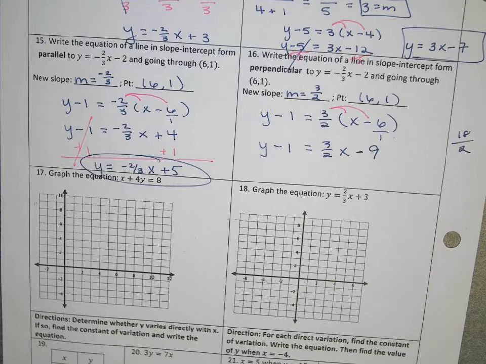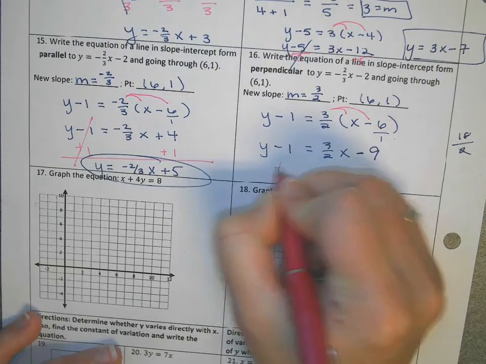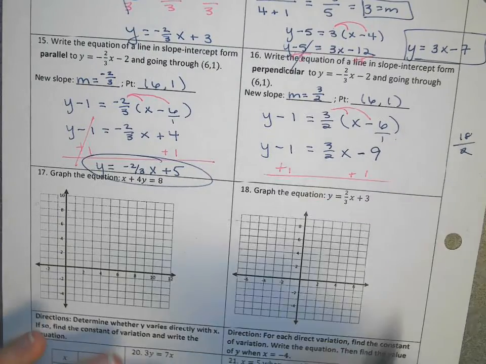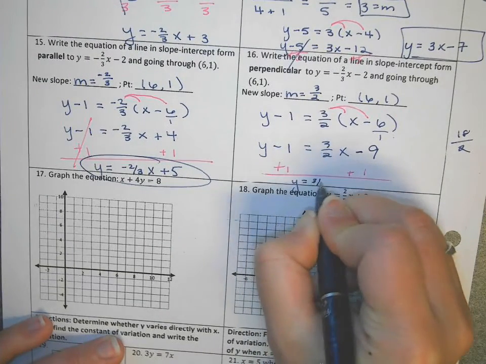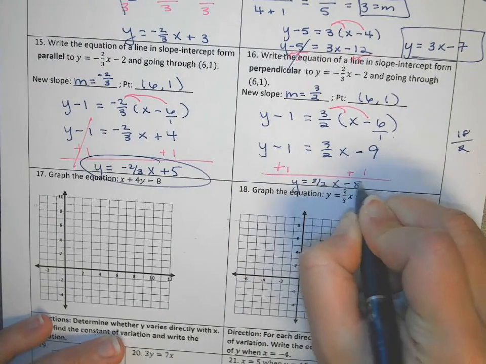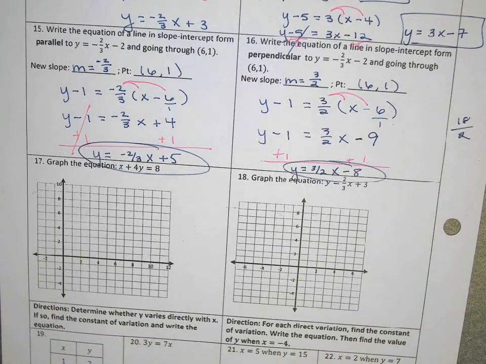All right, is y alone? Do I have y equals mx plus b? No. What do I have to do? Add 1 to both sides. I get y equals 3 halves x minus 8. Now I'm done.